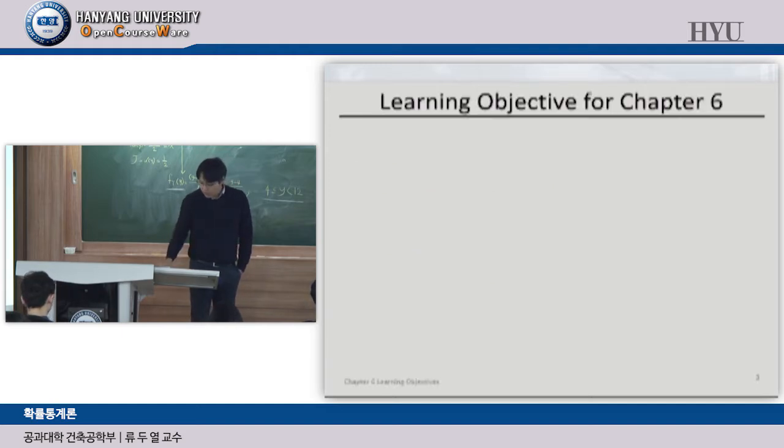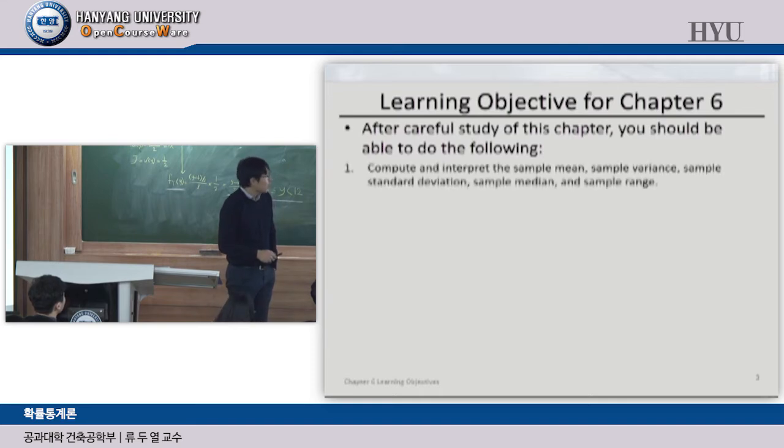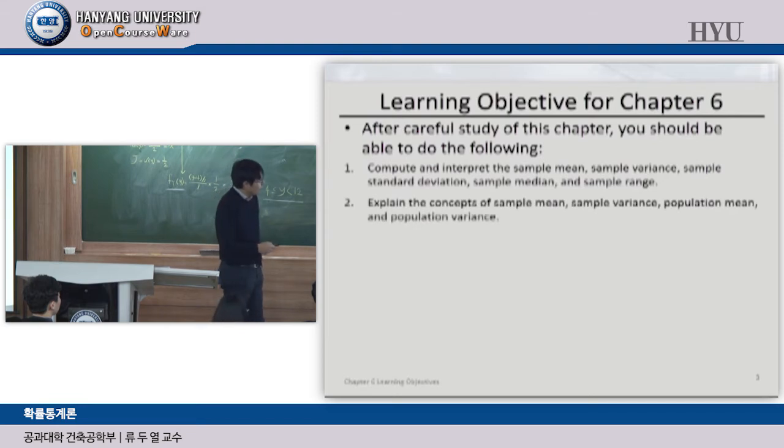So these are the learning objectives for chapter 6. After careful study of this chapter, you should be able to do the following. Firstly, you can compute and also interpret the sample mean, sample variance, sample standard deviation, sample median, and also the sample range. Secondly, you can explain the concepts of the sample mean, sample variance, and the population mean, and also the population variance.